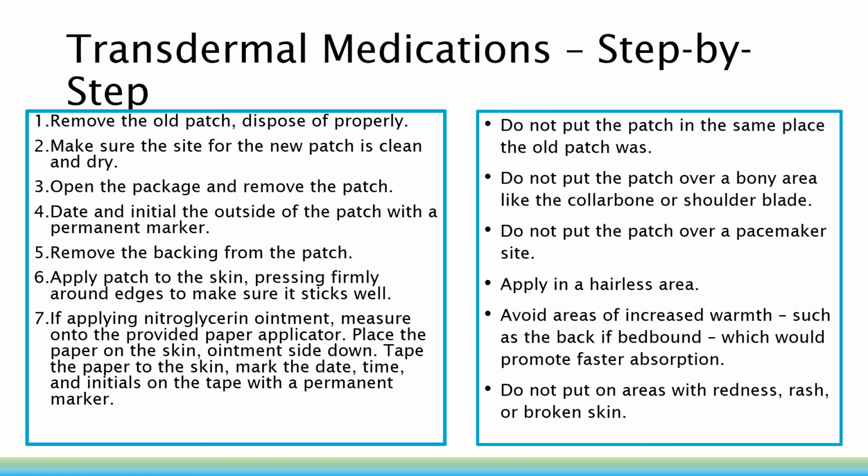5, remove the backing of the patch. 6, apply the patch to the skin, pressing firmly around the edges to make sure it sticks well. Number 7, if applying nitroglycerin ointment, measured onto the provided paper applicator, place the paper on the skin, ointment down. Tape the paper to the skin, mark the date, time, and initials on the tape with a permanent marker.